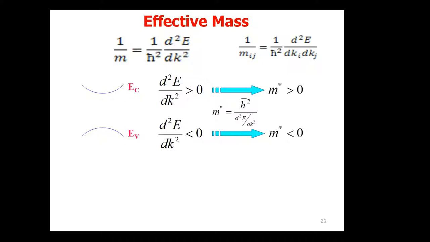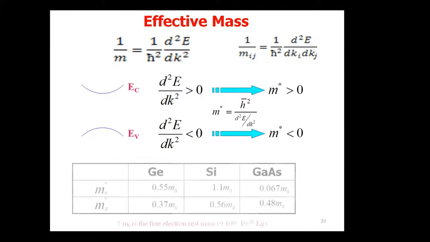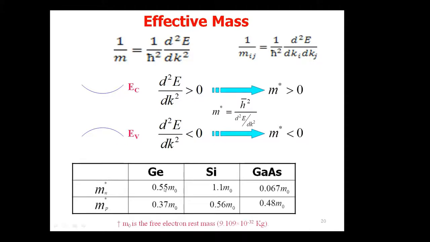Now, another interesting fact, most of the students always think the hole is heavy and the electron is lighter. It is not always true. That depends upon the material. See, if you take germanium, the electron mass is 0.55 m0, whereas the hole mass is 0.37 m0. So this hole mass is very light as compared to electron mass in case of germanium. Whereas this m0 is the free electron mass, that is 9.109 × 10^-31 kg.